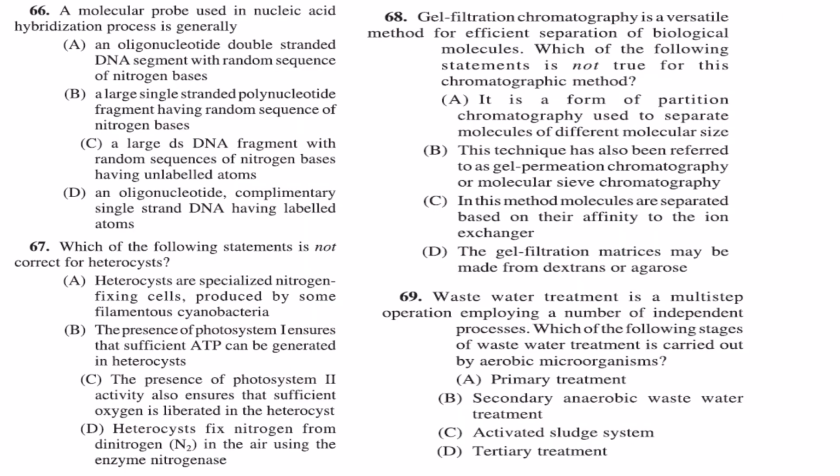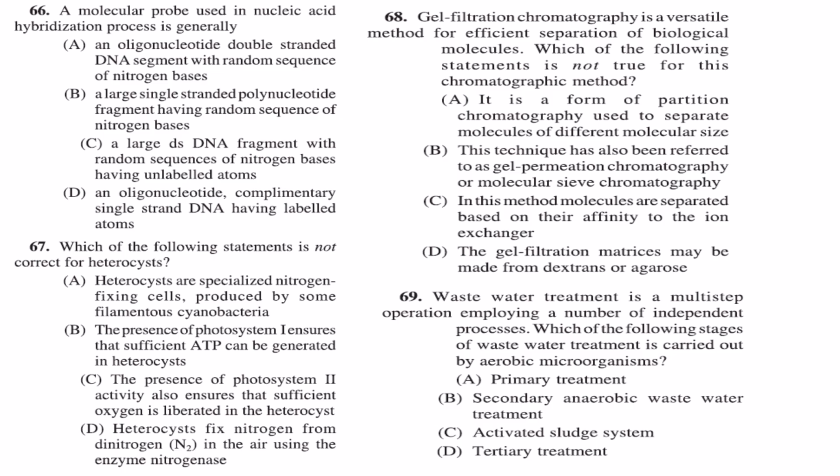Then next one, a molecular probe used in nucleic acid hybridization process is generally. So a probe is an oligonucleotide sequence, and it is complementary to the single-stranded DNA which you are interested in. So it is a fragment. It is an oligonucleotide, meaning it can be a fragment of DNA or RNA, and it is used to detect the presence of a specific nucleotide sequence in your DNA, and it is complementary to the target DNA sequence.